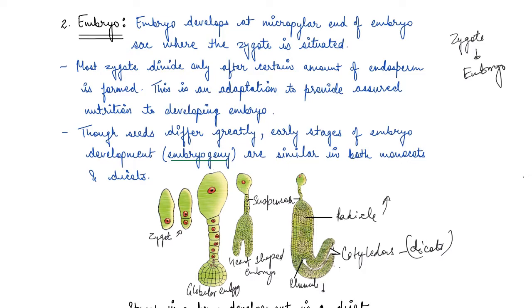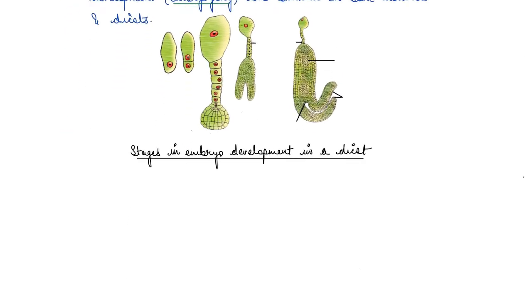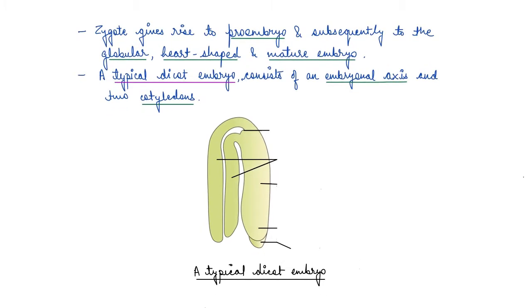Okay, now what happens in a typical dicotyledonous embryo? Let's see that as well. I'll just clear my screen and then we'll see what happens in a dicot embryo. Okay, so a typical dicotyledonous embryo consists of an embryonal axis and two cotyledons, right?